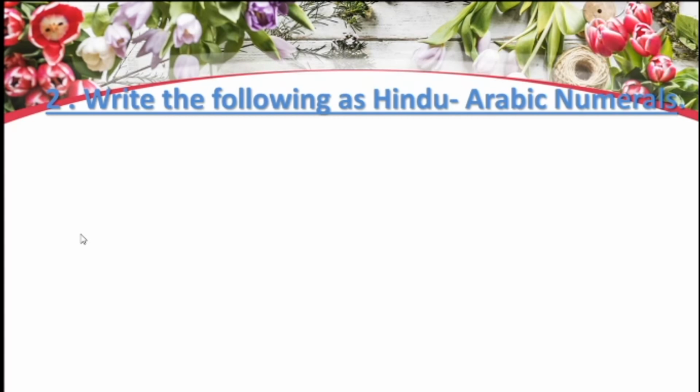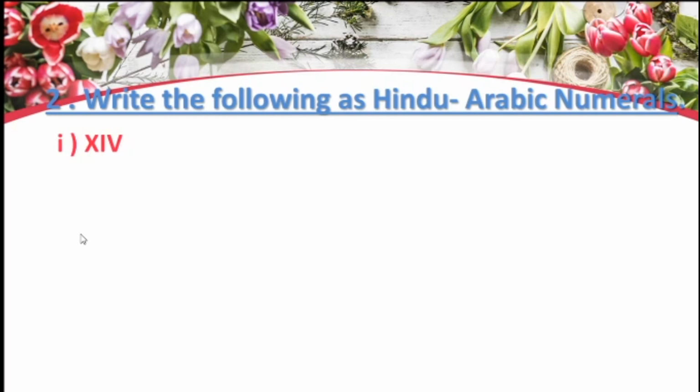Now we want to convert Roman symbols to the Hindu-Arabic system. First, we want to write the values of each symbol. Next, decide add or subtract. Finally, finish the sum, we can write the answer.